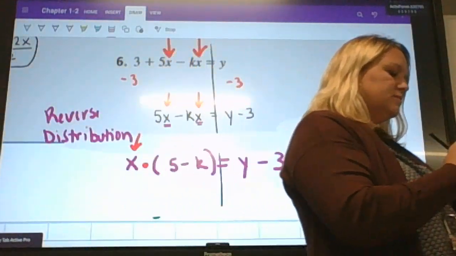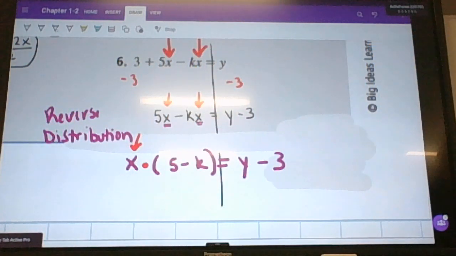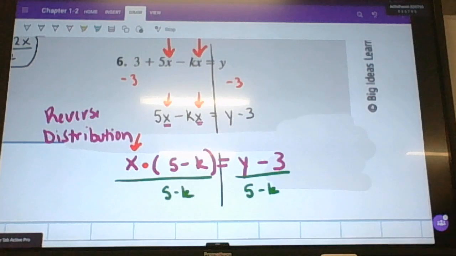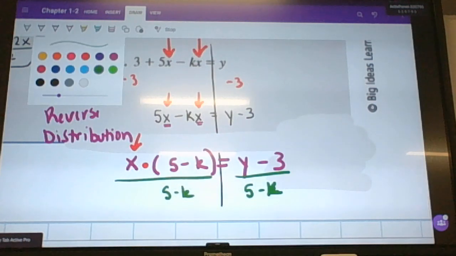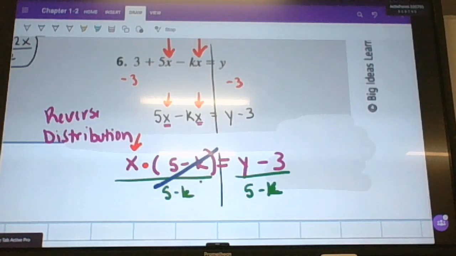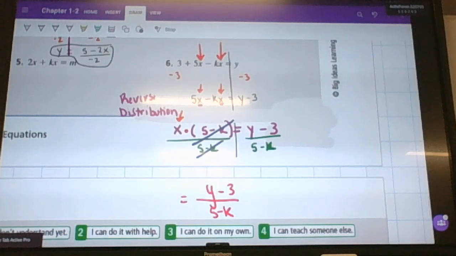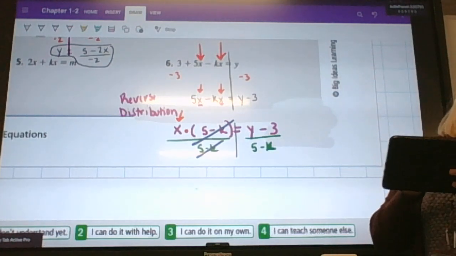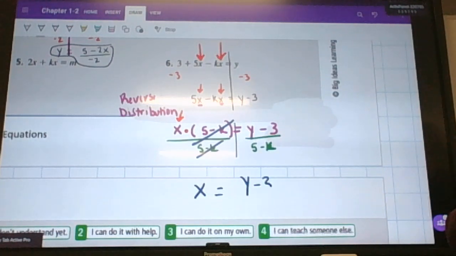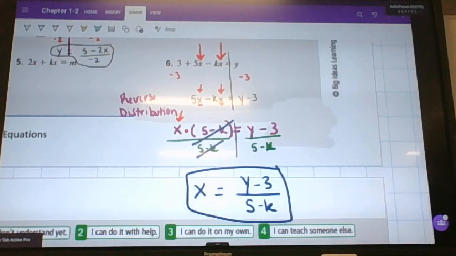So now my last move is I'm going to divide 5 minus K on both sides of this, and I'm going to cancel out both of those at the same time. Boom, boom. And now I have X equals my Y minus 3 over 5 minus K. Pretty cool. So this is what our homework will be like.